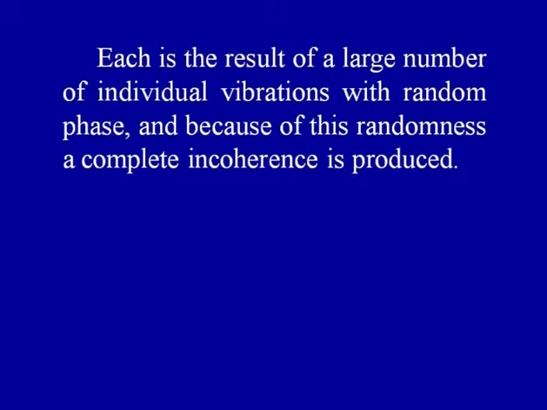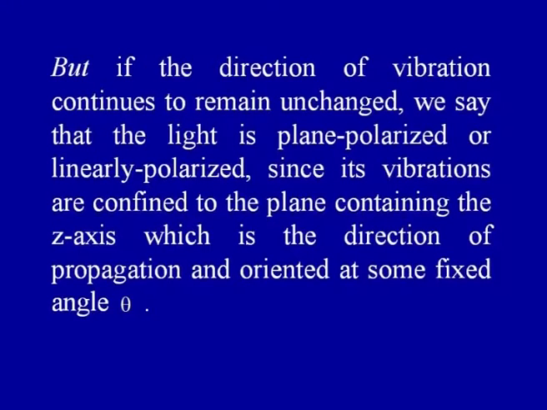Essentially, each is the result of a large number of individual vibrations with random phase, and because of this randomness, a complete incoherence is produced. But if the direction of vibration continues to remain unchanged, we say that the light is plane polarized or linearly polarized, since its vibrations are confined now to the plane containing the z axis, which is the direction of propagation, and oriented at some fixed angle theta.